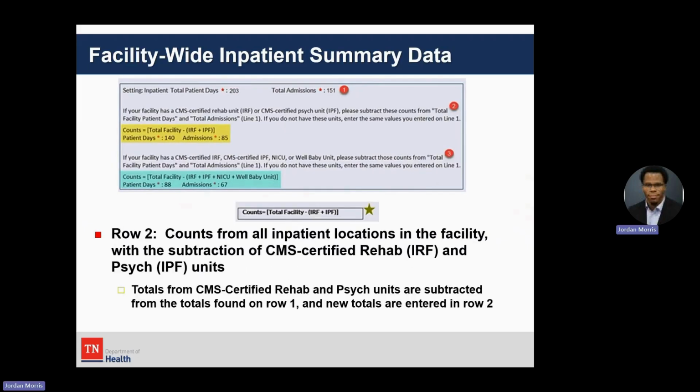Row 2 is a subset of row 1 and represents the total number of patient days and admissions of all active inpatient units with the exception of CMS certified rehab units and CMS certified psych units. These two units had 63 patient days and 66 admissions, which is subtracted. The total entered in row 2 will be 140 patient days and 85 admissions.